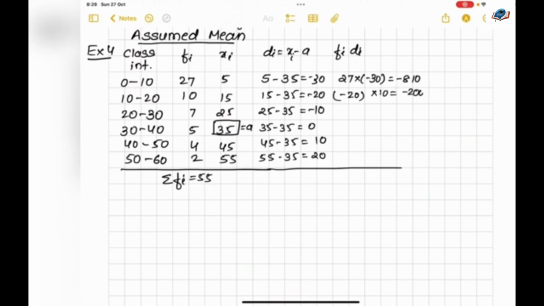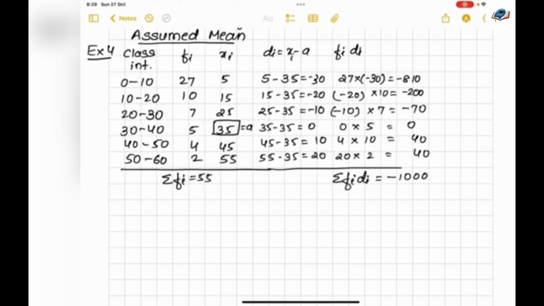Then the third one is minus 10 into 7, so minus 70. Then 0 into 5, so 0. Then 10 into 4, so 40, and 20 into 2, so 40. So if I do summation fi di, I will get minus 1000, because here plus and minus both numbers are there, so I have to solve them.